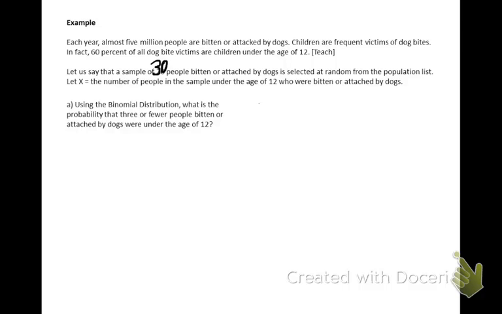Let us say that a sample of 30 people bitten or attacked by dogs is selected at random from the population list. Let x equal the number of people in the sample under age 12 who were bitten or attacked by dogs. Let's find the distribution of x. We're thinking it's probably binomial. There's two outcomes. Either you were bitten or attacked by a dog, or you were not, yes or no. There's a fixed sample size of 30.